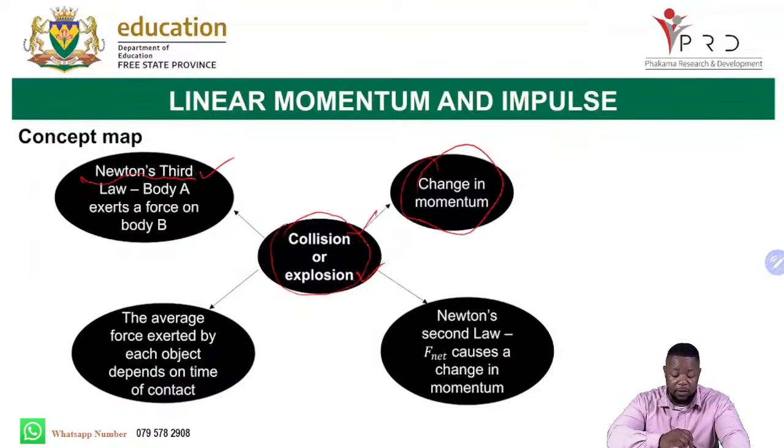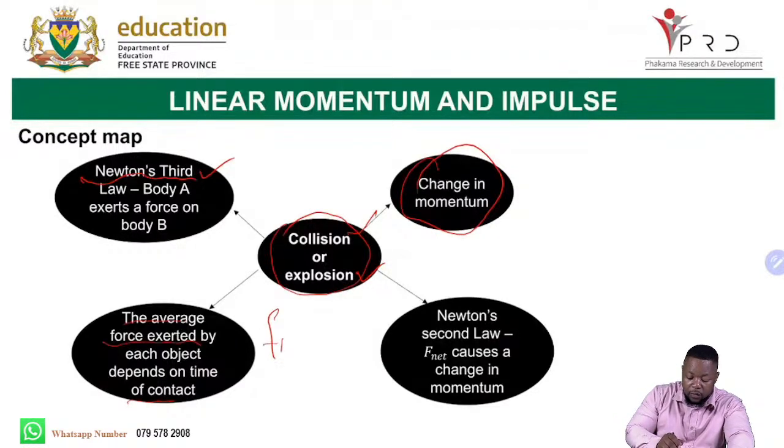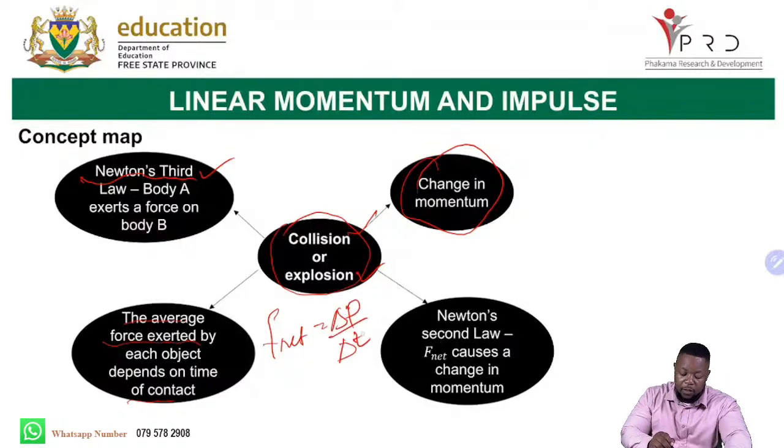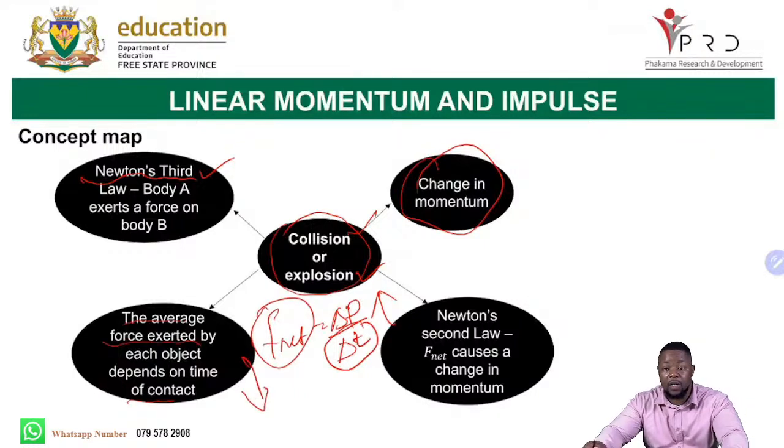This law is very much applicable in momentum, and this average force exerted by each object depends on the contact time. So that is the formula that we referred to earlier. It depends on the contact time. If the contact time increases, we expect the force to decrease. And if contact time decreases, we expect the force to increase. And then we also need to remember that, according to Newton's law, the net force causes the object to change in momentum. Very important.